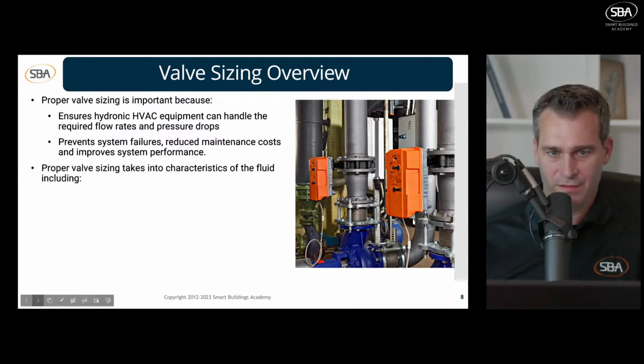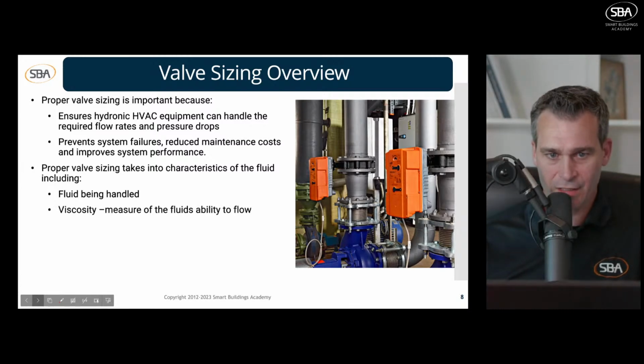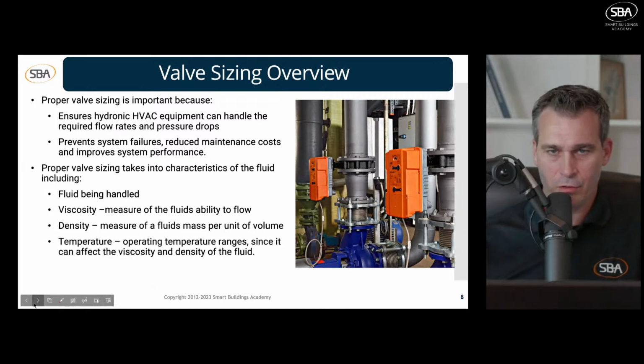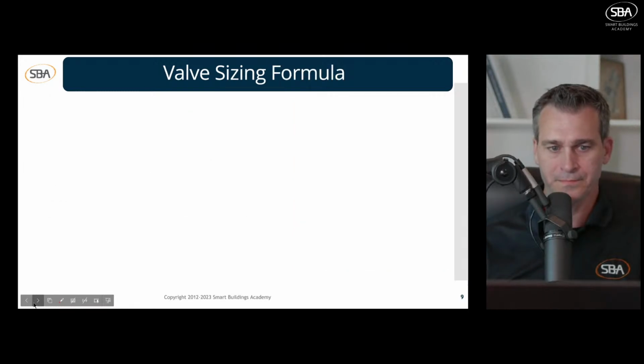So, proper valve sizing takes into account a few characteristics of the fluid that's going through our valves. Okay. So, we're going to be talking about the fluid that's being handled, the viscosity. Okay. This is the measure of fluid's ability to flow. And then also the density, the measure of the mass of the fluid. And then the temperature. We got to understand the temperature. We can't use just a normal heating water valve or a chill water type valve body on a steam valve application. So we got to be aware of the temperature as well and how that affects the viscosity and the density of the fluid.